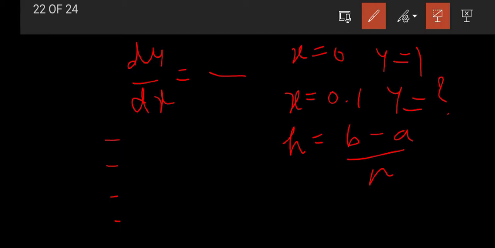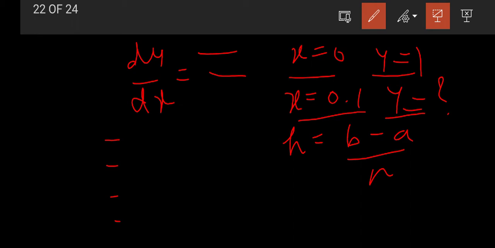So the concept is, suppose we are given a differential equation, dy by dx equals some expression, and you will be given boundary conditions. Like, suppose you are given x equals 0, the y value will be 1, and you have to find the y value at x equals 0.1. So what will we do?